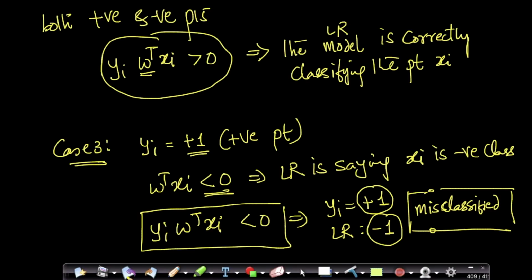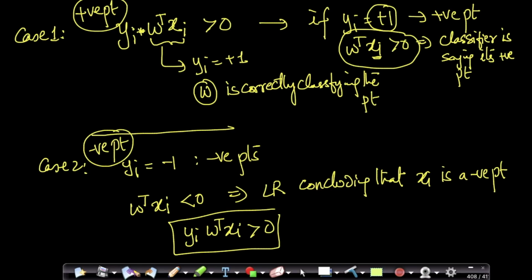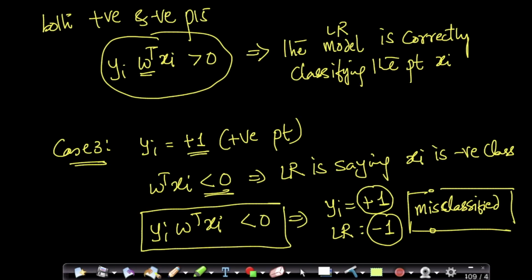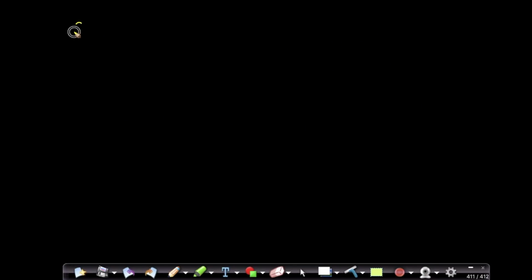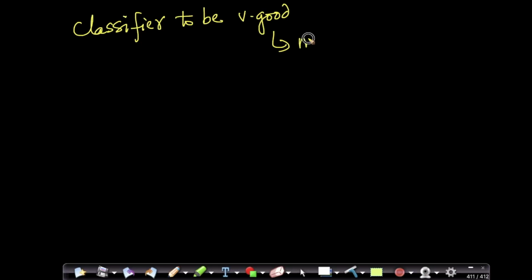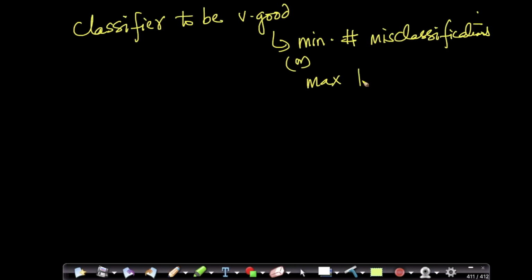So eventually, if you look at these 4 cases, what do you eventually want? At the end of the day, for all of our classifiers, we want our classifier to be very good. What does very good basically mean? Minimum number of misclassifications, or you can call it maximum number of correctly classified points. We want all of your points to be classified as correctly as possible.